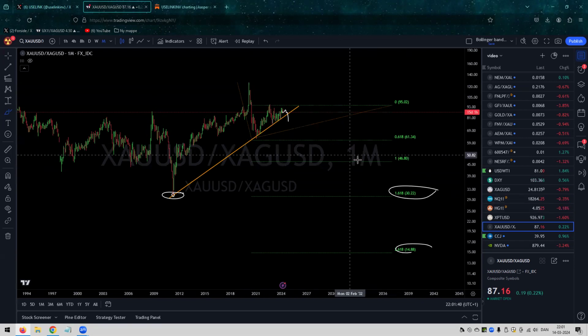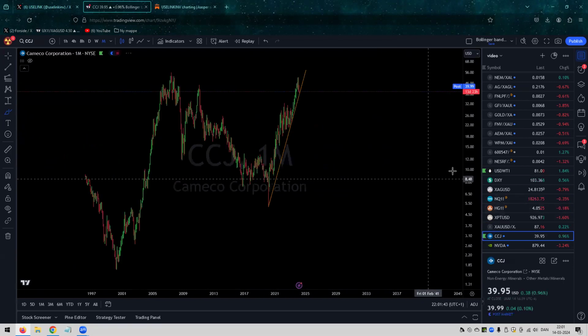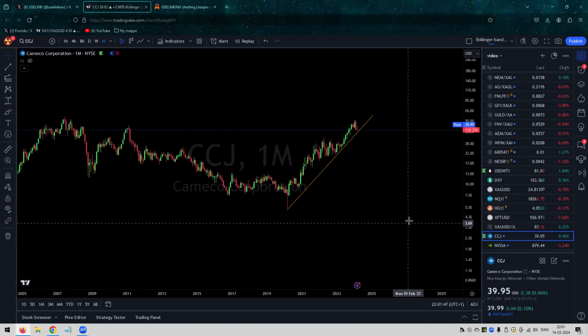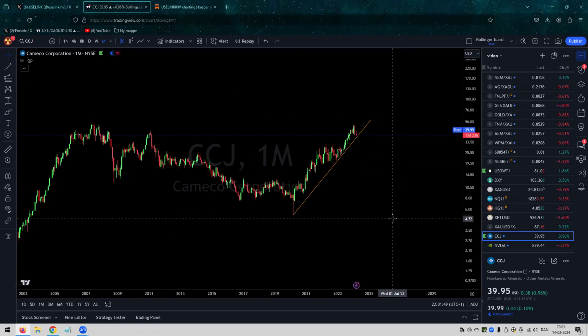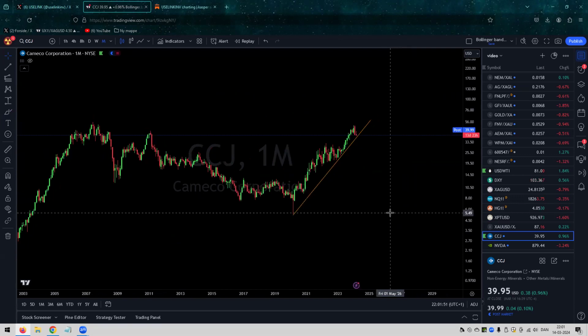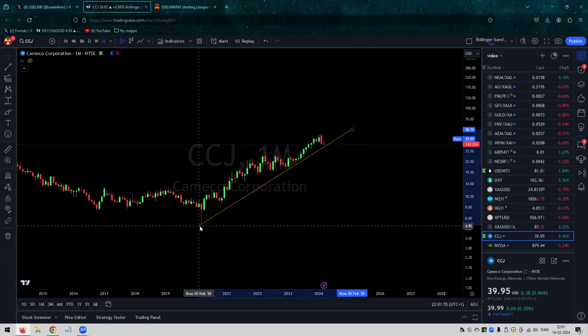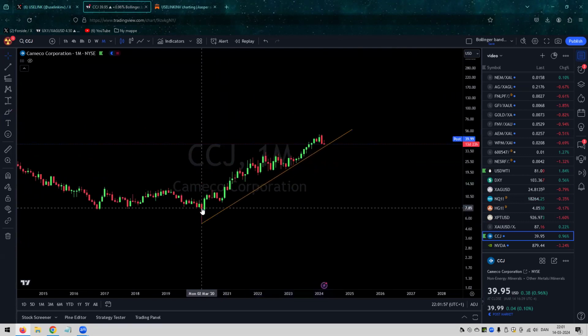I'm very intrigued by this here. Good. Here we have CCJ. So that's Cameco. That's the blue chip of the uranium market, basically. We have a trend line here going back to the bottom of March 2020. A lot of the trend line starts with that absolutely massive low there, March 2020.